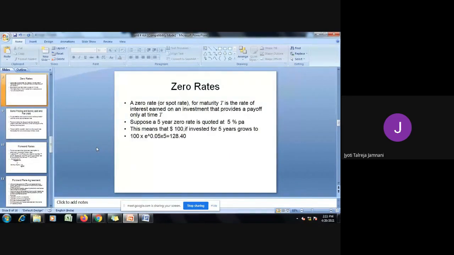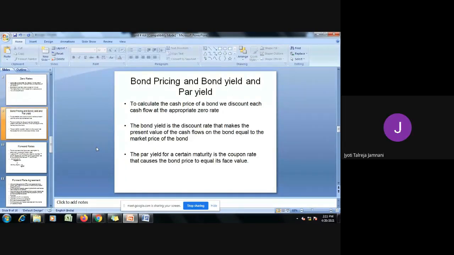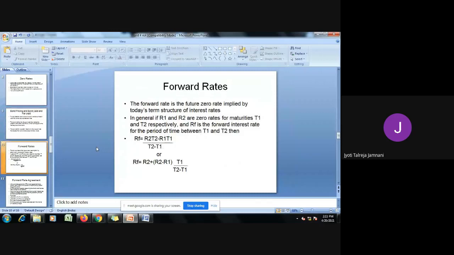Any doubts till there? No, ma'am. Now the next part, bond pricing and bond yield and par yield. Okay. The next part, we will discuss it in the next class, because here I have to basically do sums along with this. So this one slide I'm leaving, we're going to the next slide, that is forward rate. Today we'll do sums on forward rate.